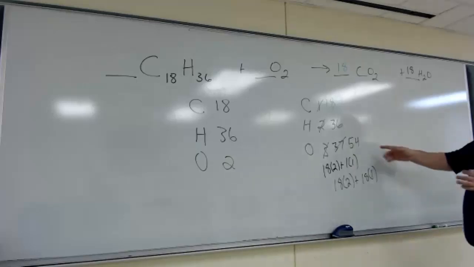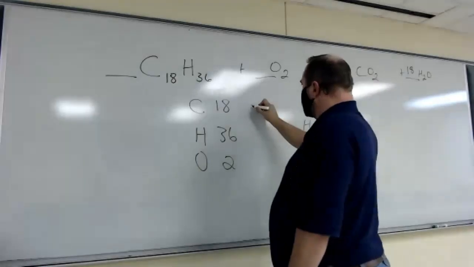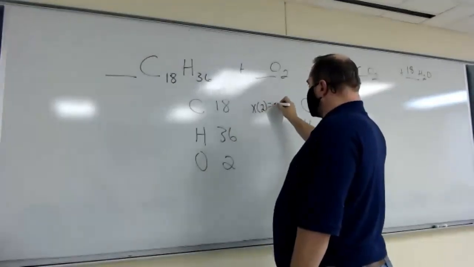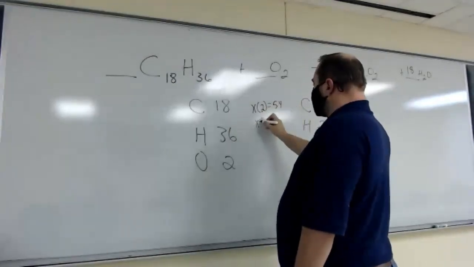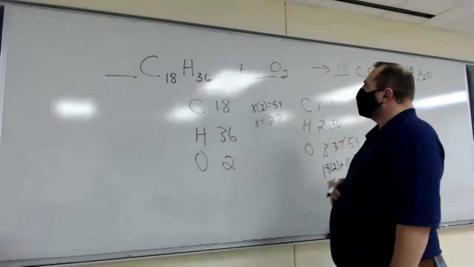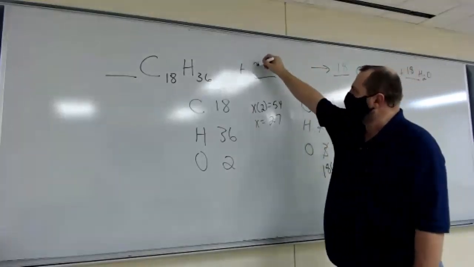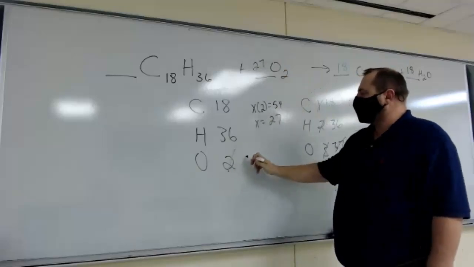Let's see, 54 is a nice even number. So when I come over here, do x times 2 equals 54. X comes out to be 27. We put 27 here.